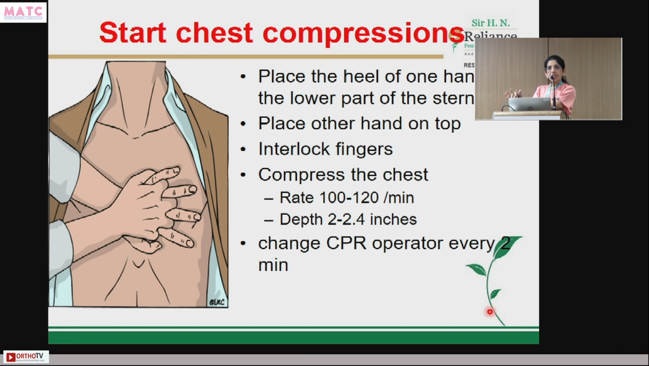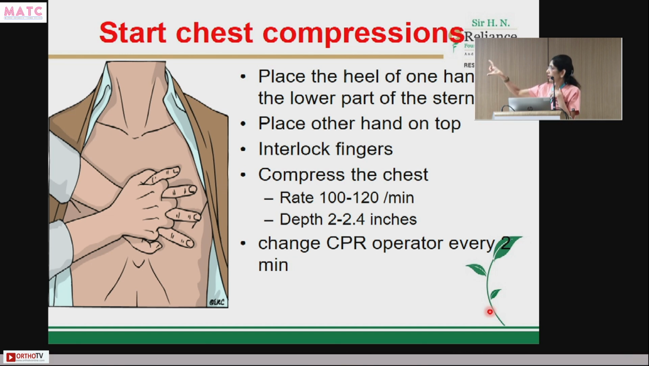Compressions have to be 100 to 120 per minute. Push hard, push fast, allow adequate chest recoil so that there is adequate venous return, switch the roles only after completing 5 cycles, and avoid interruptions in the CPR. So this is how you are supposed to give the compression.